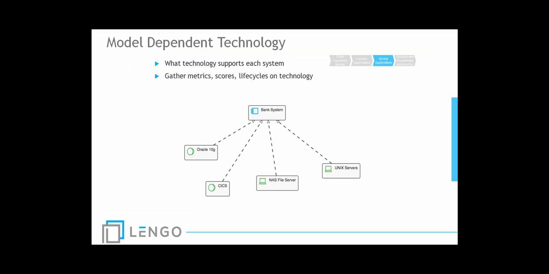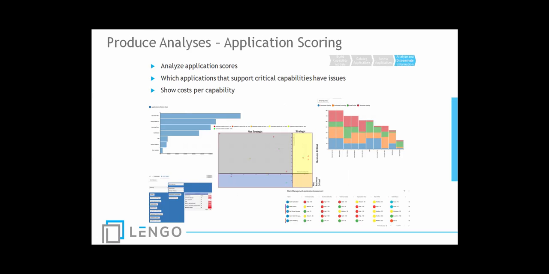Now, not only can we understand the applications, but we also need to understand the underlying technology that supports those applications. So we need to understand the dependencies of the applications and their technologies. And we need to understand the metrics, scores, and life cycles on their technologies. And again, we can relate these back to the applications.